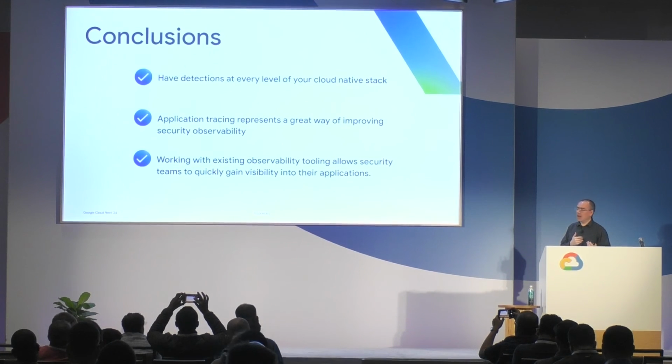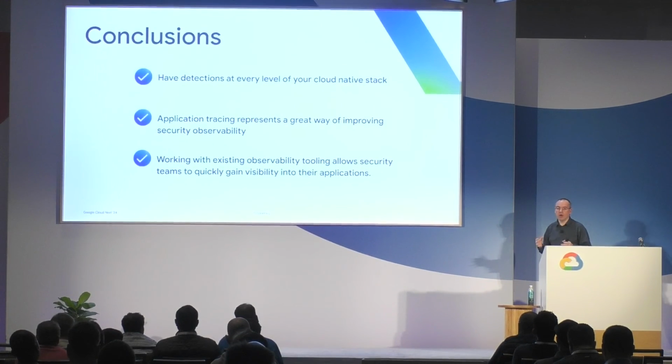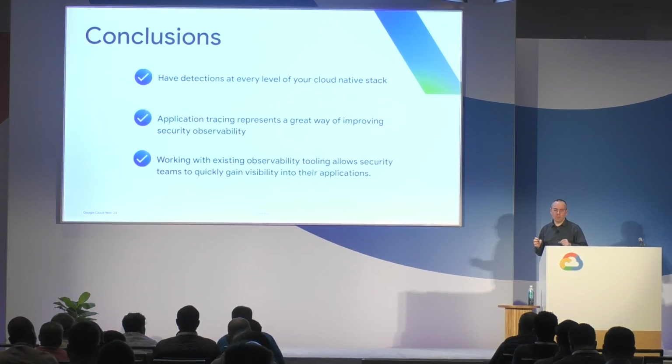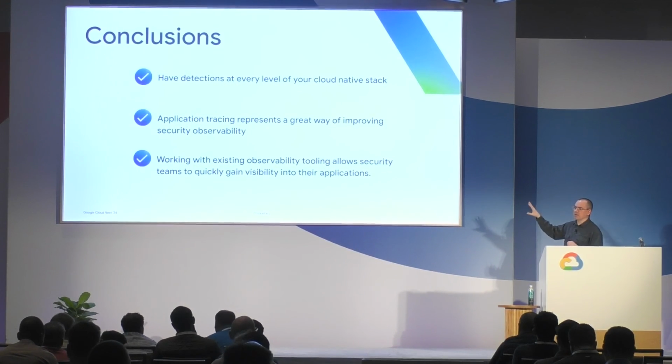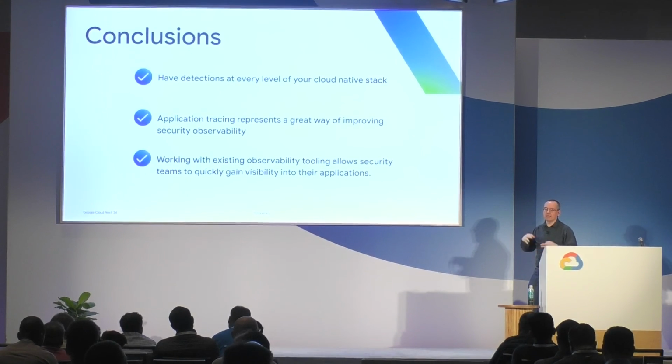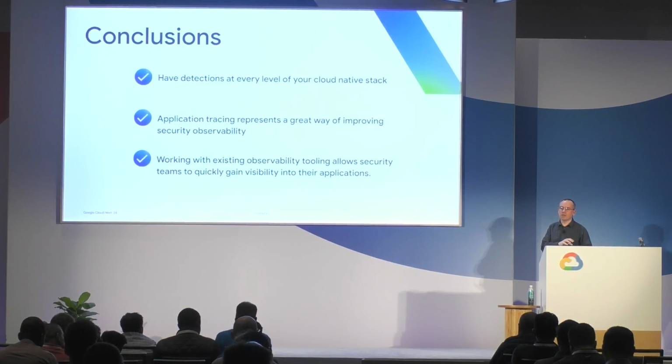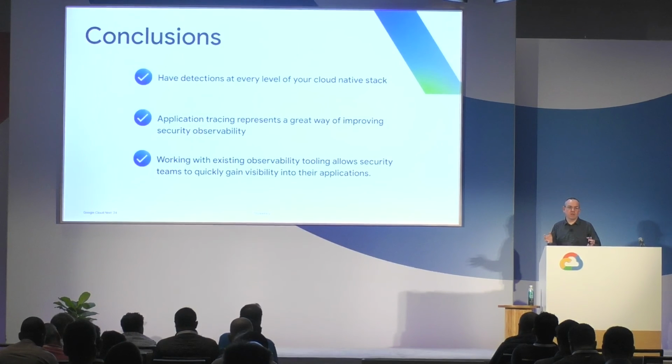Application tracing, again, I think represents a really good opportunity for us to improve security observability. Now, as observability becomes more prominent and as more people are deploying it anyway for other reasons, security people can essentially leverage that and actually make benefit out of it. And you can also work with existing observability tooling. Even if you've not got specific dedicated security-focused observability tooling, just ordinary observability tooling has significant benefits for security teams.